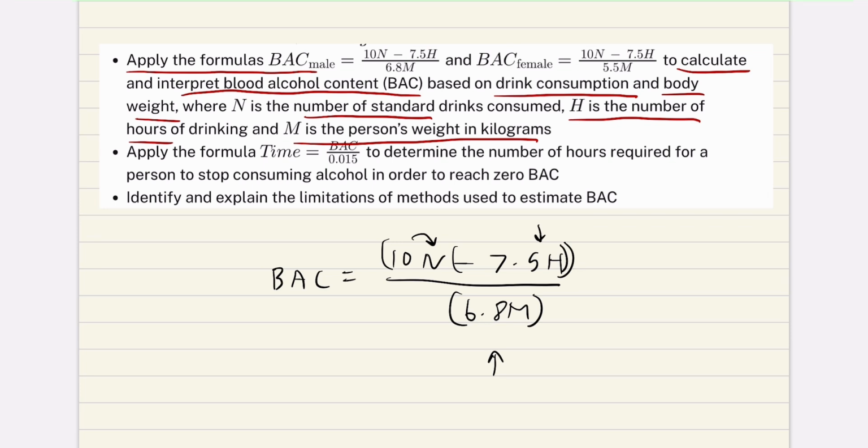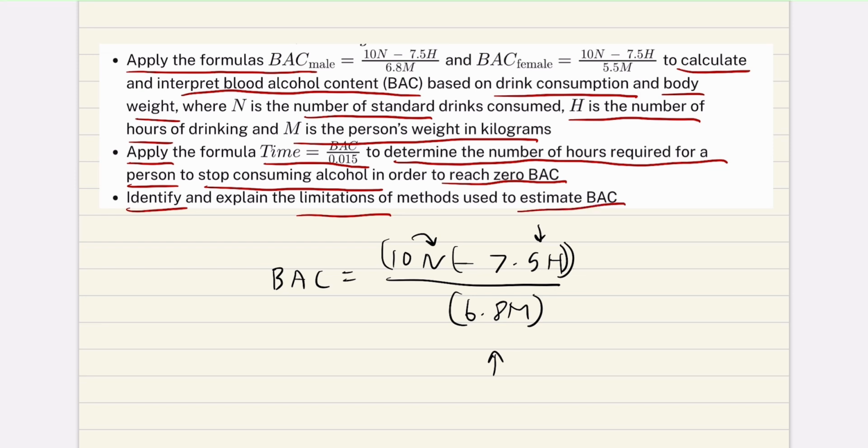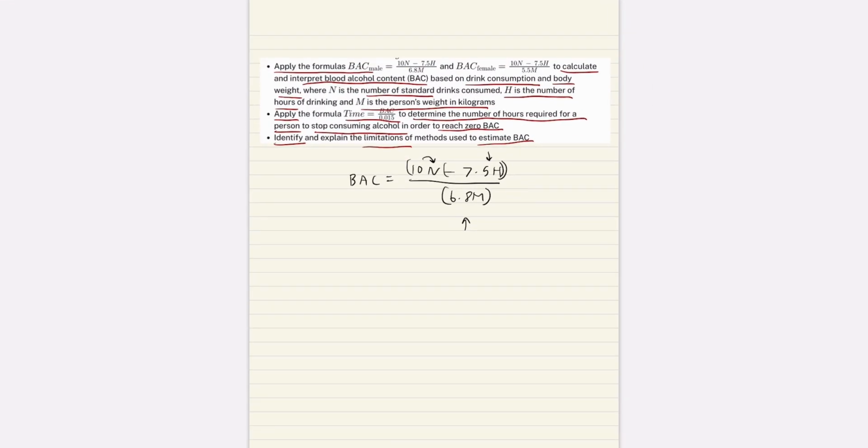Next dot point is to apply the formula time is equal to your blood alcohol content divided by 0.015. That's to estimate the number of hours required for a person to stop consuming alcohol in order to reach 0 blood alcohol content again. It's pretty straightforward. And then finally, identify some limitations of this method, okay? Why might it not be that useful, and so on, okay?